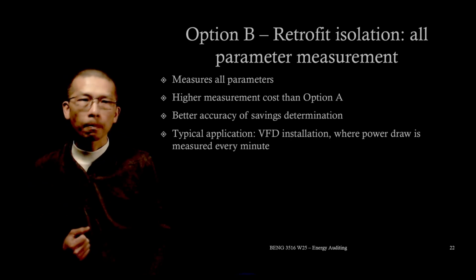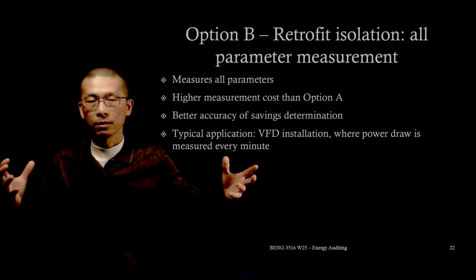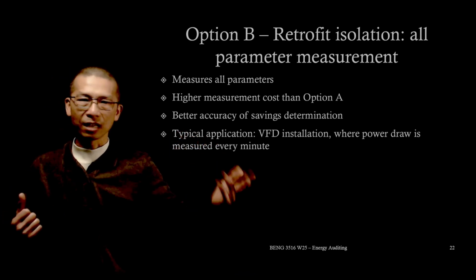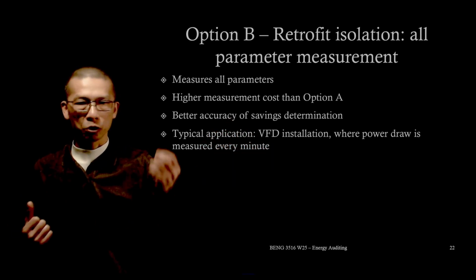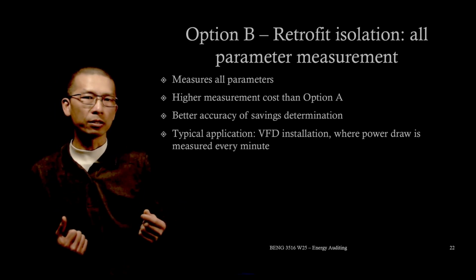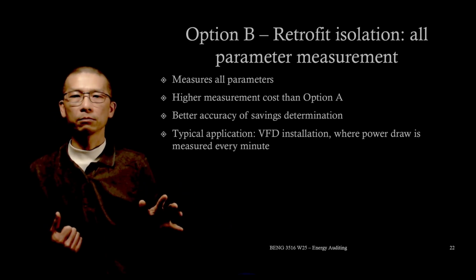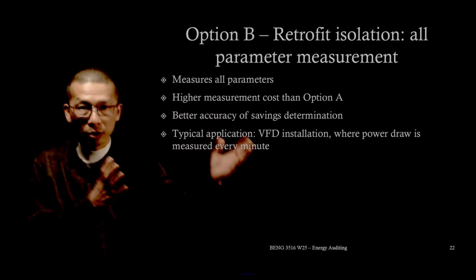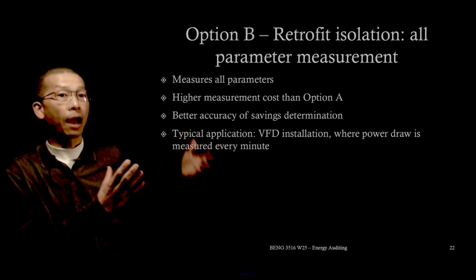Option B, retrofit isolation, but now we measure all the relevant parameters. It measures all relevant parameters to determine savings, avoiding some of the assumptions like in option A. It uses meters and sensors to track both energy use and operating conditions: how long, how much. No assumptions or estimates like in option A. So more accuracy than option A, but also a higher cost.